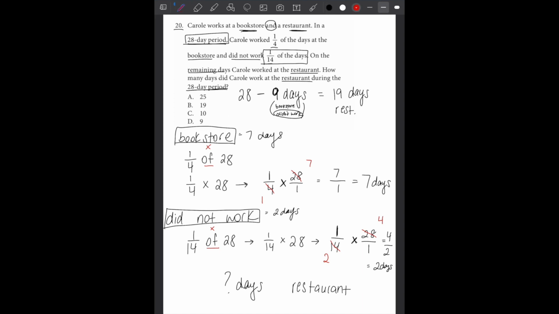So when we add the 2 days to the bookstore days, we get 9 days. We subtract 9 from the total day period, which is 28, and we get 19 days. That is the remaining days that she worked at the restaurant. So our answer for number 20 is option B.